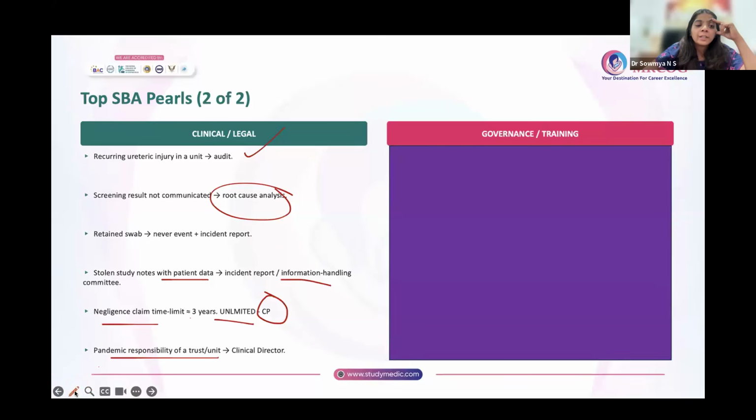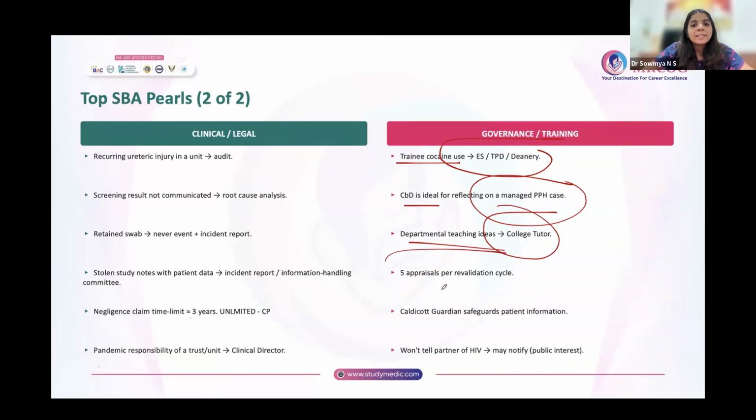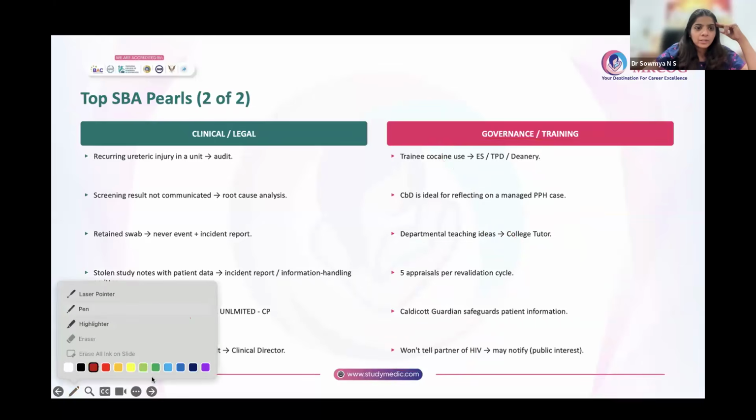Pandemic responsibility of a trust would be from the clinical director. Trainee cocaine use, you have to escalate. CBD, ideal for discussing any cases. Departmental teaching ideas come from the college tutor. 5 appraisals appear in a single revalidation cycle because it is done every 5 years. Caldecott guardian safeguards the patient information, which is usually the medical director. Won't tell partner of HIV, you have to disclose. You are going to breach the confidentiality.